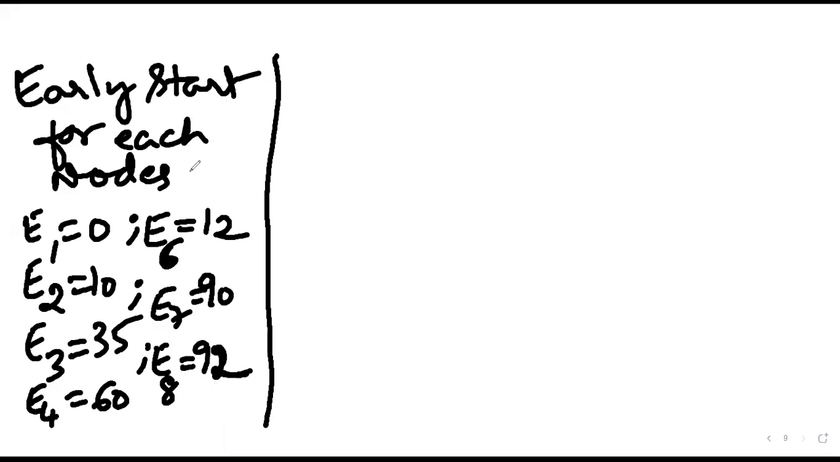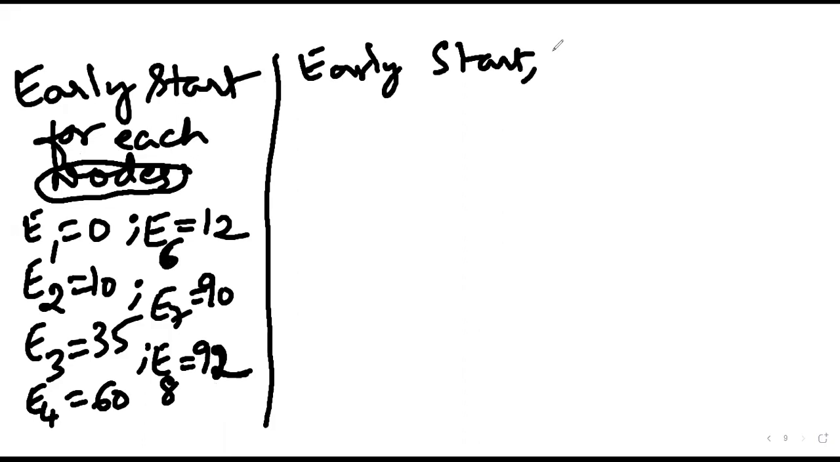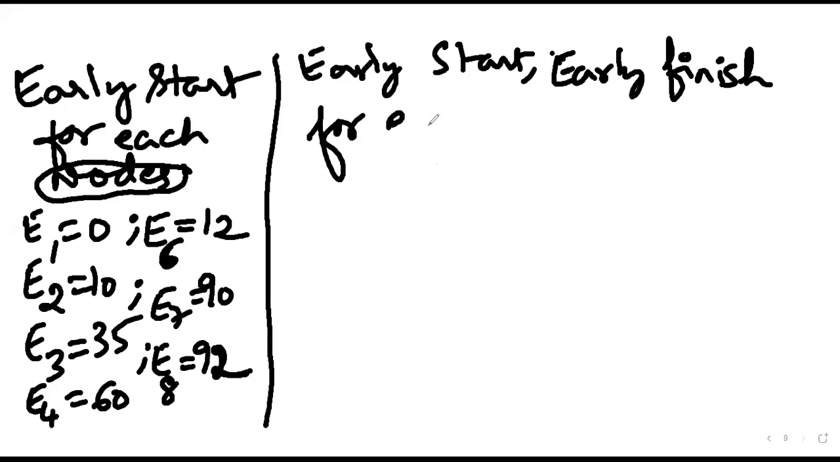Now, we have calculated the early start for each of the nodes. Now we have to calculate the early start as well as early finish. So are you getting what I'm trying to do here? We have not yet completed the previous problem. I'm just solving the previous problem, because we had only calculated the early start for each of the nodes. We were supposed to determine the early start and early finish for each activity.